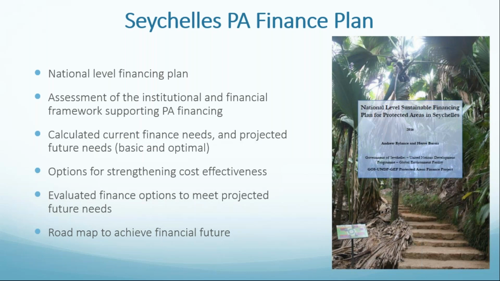Firstly, to meet their basic management targets, and secondly, to meet their optimal management targets. We then went into a process of identifying options that could strengthen the cost effectiveness of the protected area system by identifying cross-subsidization, cost sharing between organizations, cost efficiencies, before going into evaluating which finance options could be used to meet those projected future needs. And then we developed a roadmap which effectively helped prioritize and map out how we would develop those options over a 5-year period.